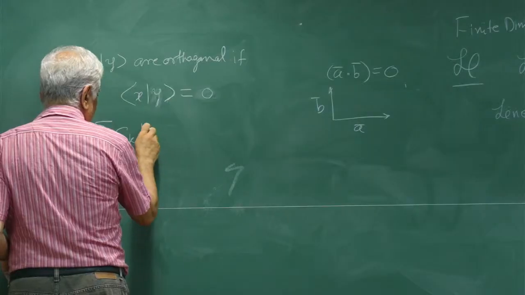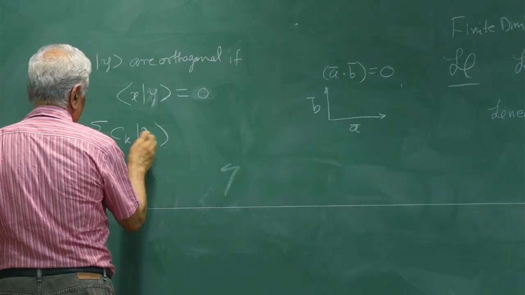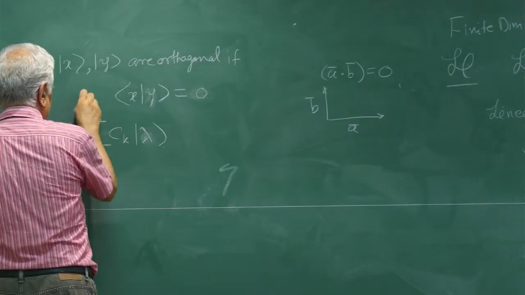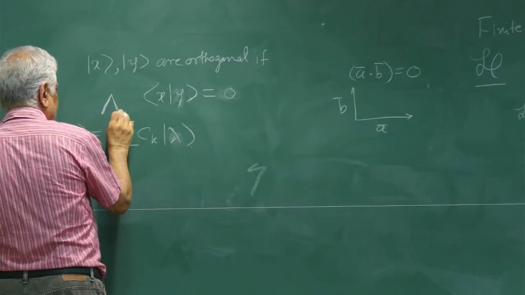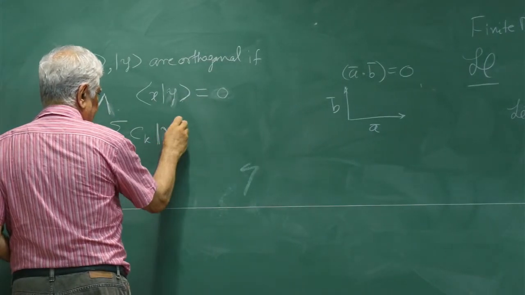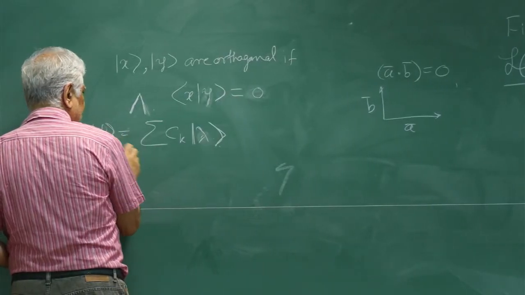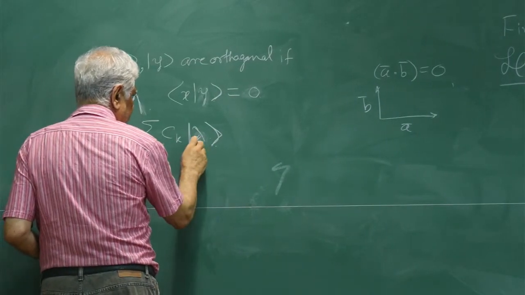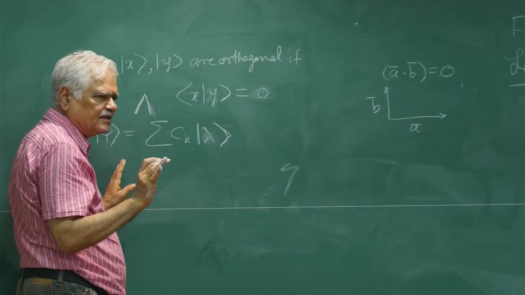Ck, say lambda k. Lambda k are the eigenstates of some operator, say lambda, some Hermitian operator. It has all real eigenvalues lambda. These are the eigenstates of this operator, and this is some arbitrary state. I am writing it as a superposition of eigenstates. Up to this, is it clear?